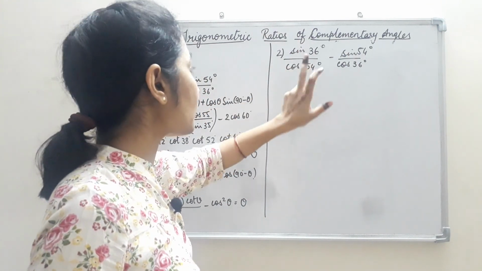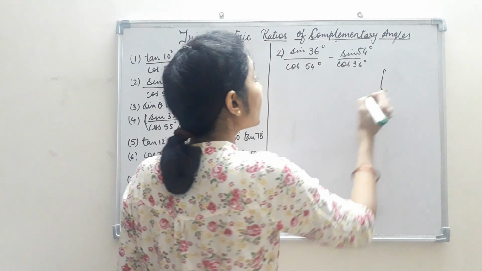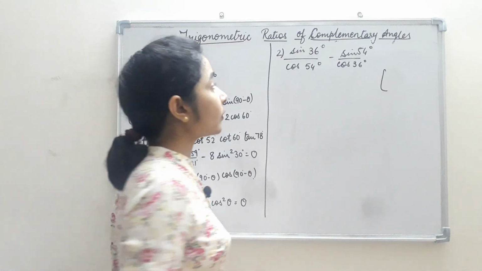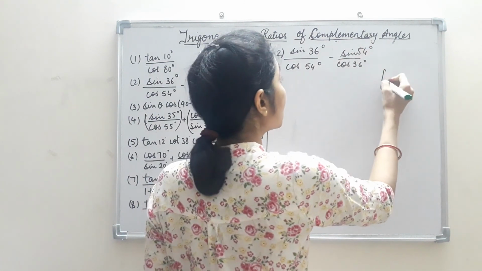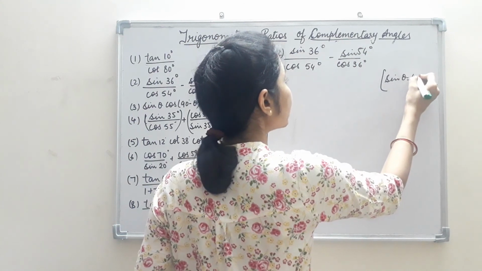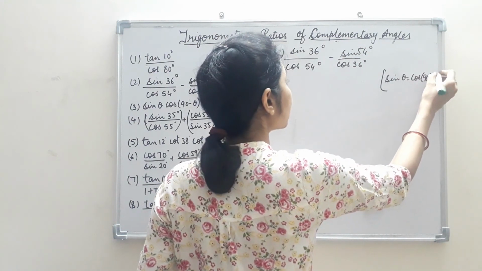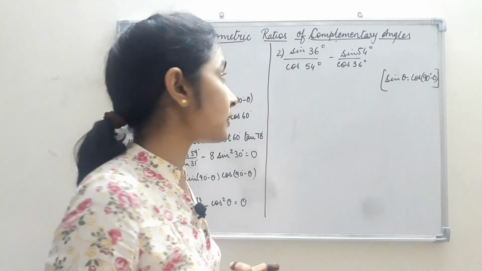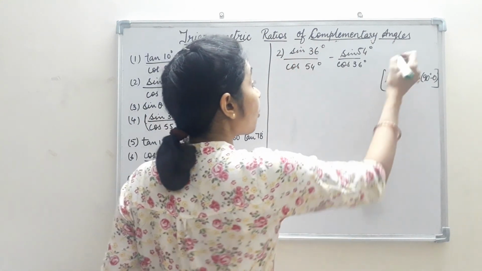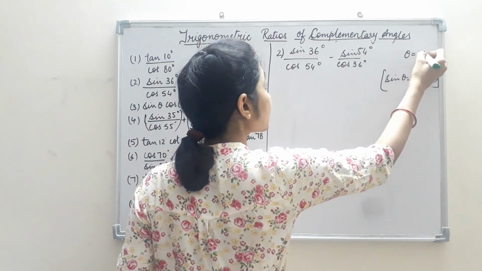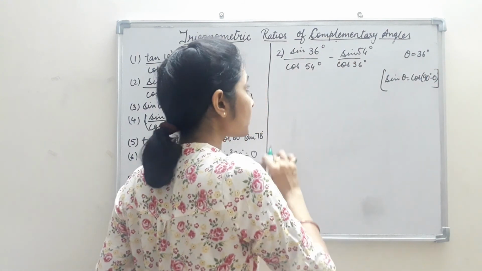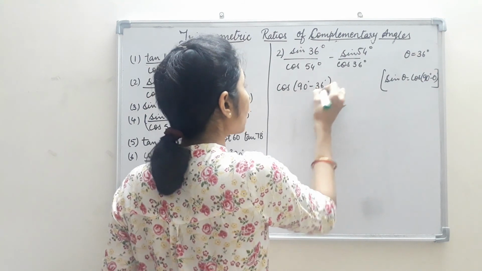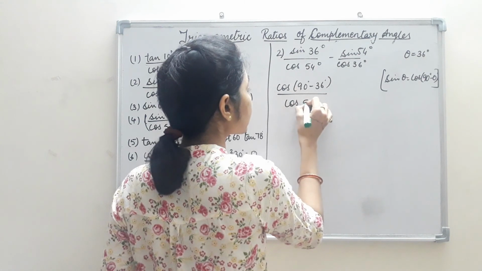Now I will change any one of these two. Here I am changing sine, so that we need not write two identities, otherwise we would need to write two. In both cases I will change sine. Sine theta is equal to cos 90 degree minus theta. So sine 36 will be cos 90 minus 36, because theta is 36 here. Always remember, first observe what theta is. In the first case theta is 36 degree, so I will write cos 90 minus 36, and cos 54 remains as it is.